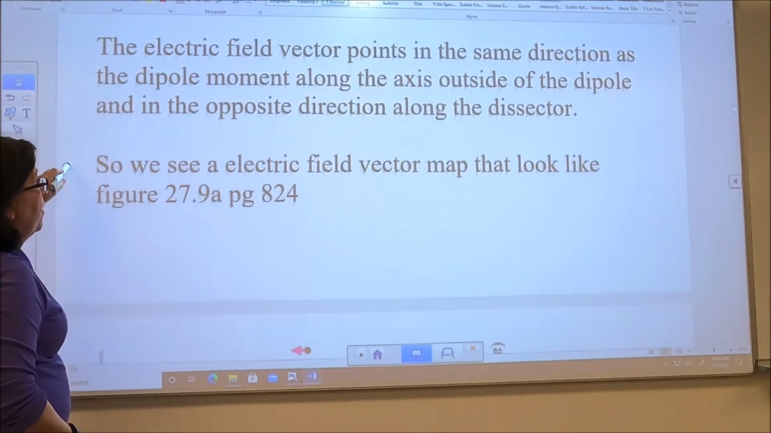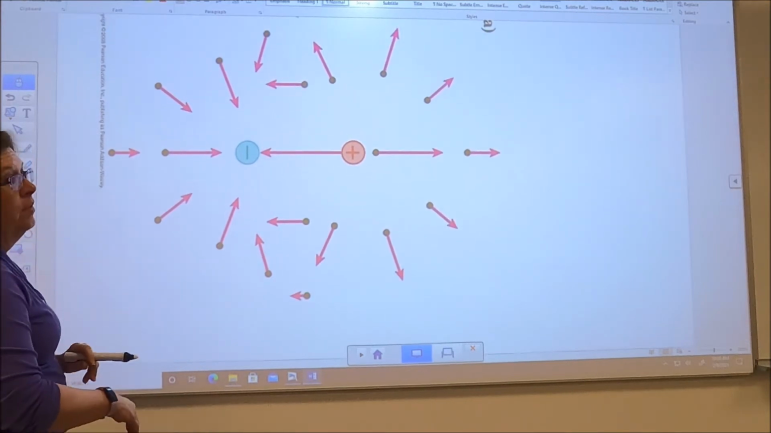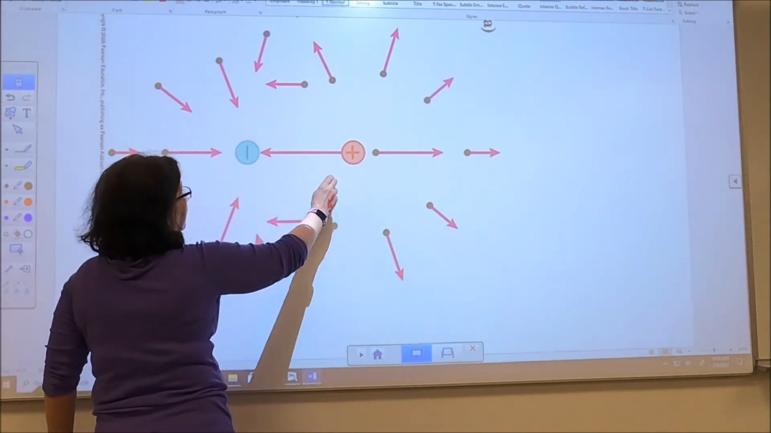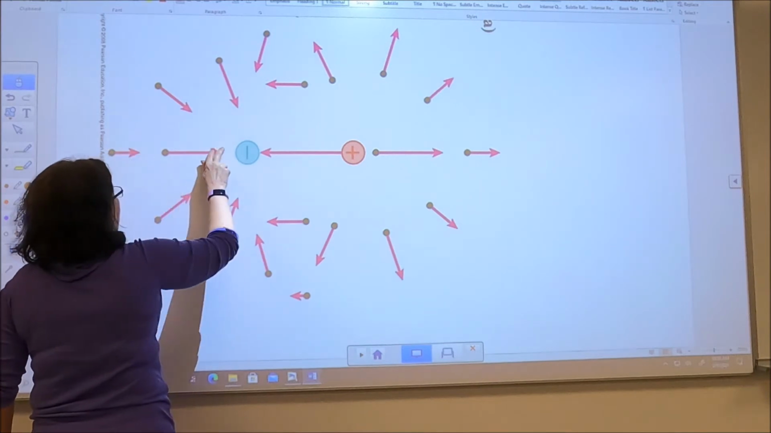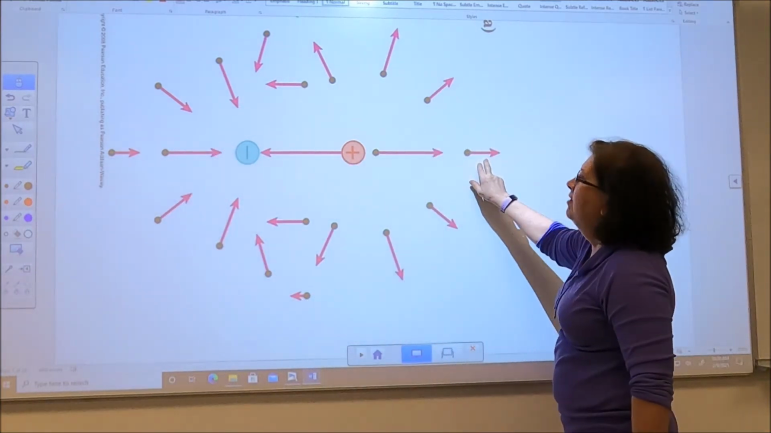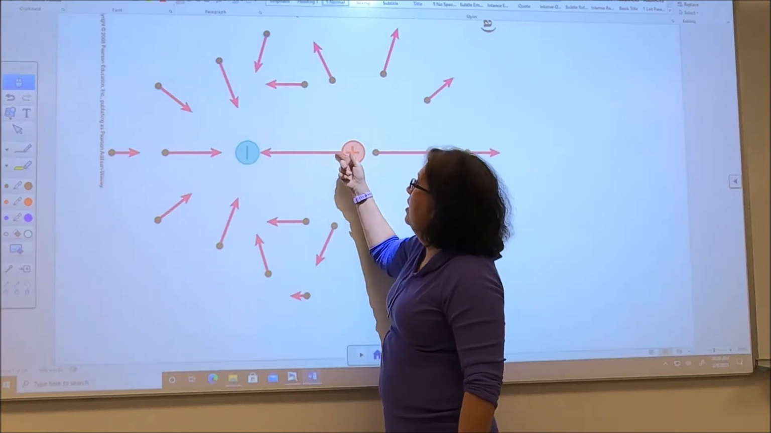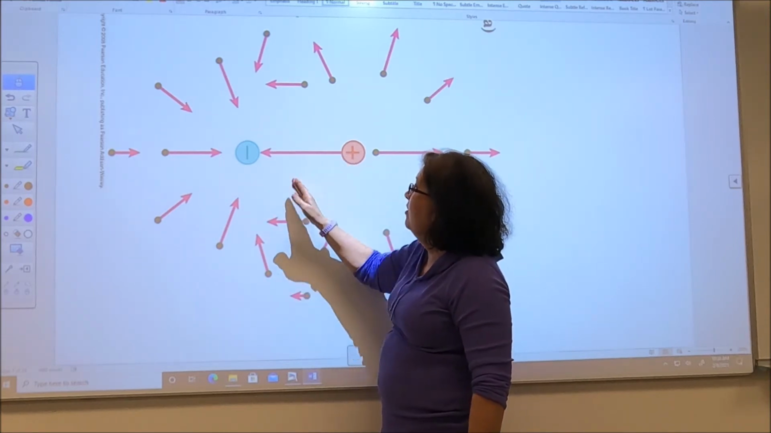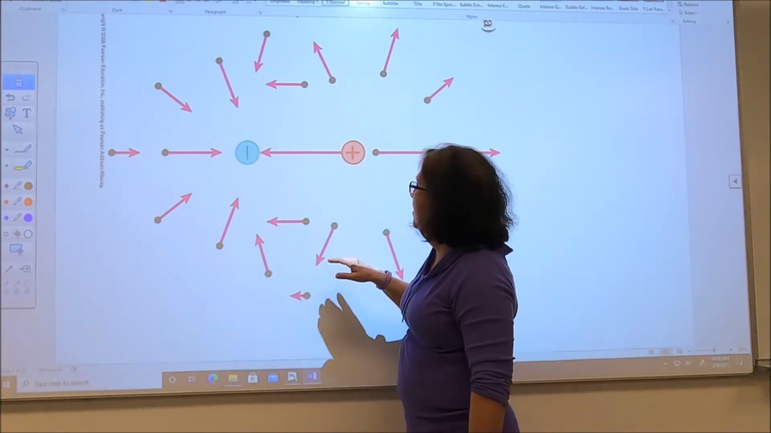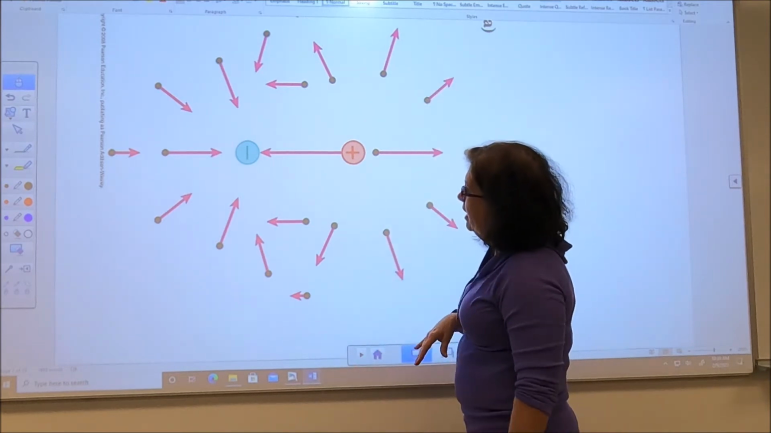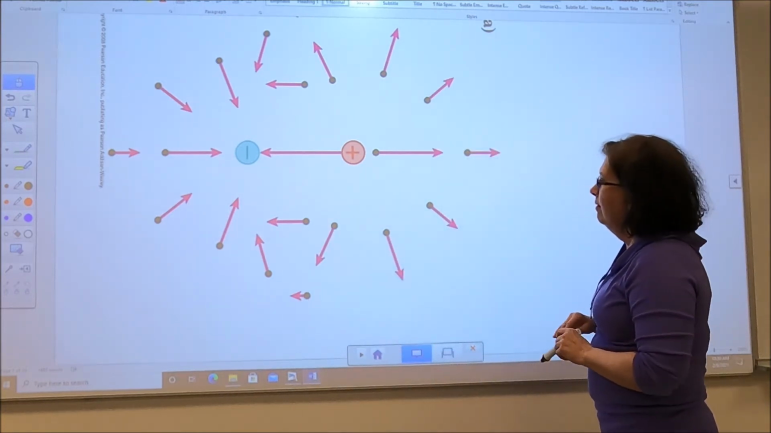So we're going to look at an electric field map for a dipole. Here's the negative end, here's the positive end. If you're outside and along the axis, it always points in toward negative, away from the positive. If you are in the middle between the two, along that bisector, it points from positive to negative. And out here along the bisector, it points from positive to negative. In between, positive to negative. And then out in these regions, it gets kind of wonky because you're now doing some weird vector addition.